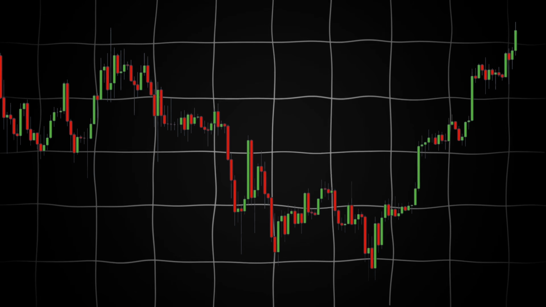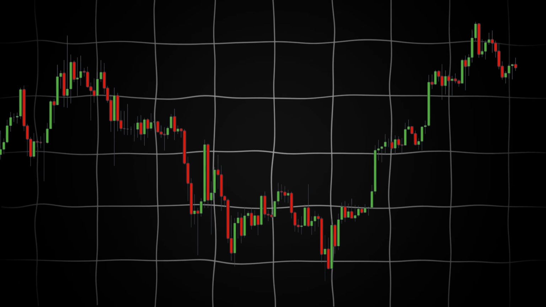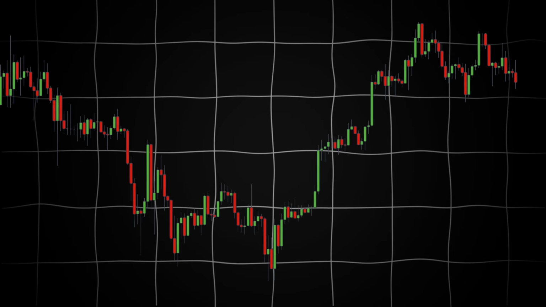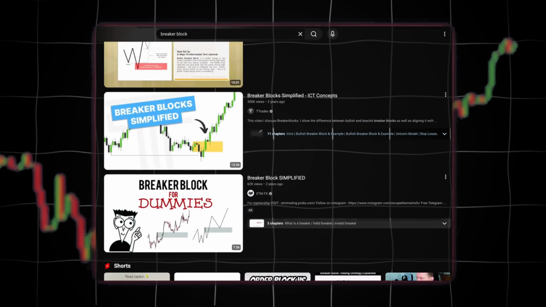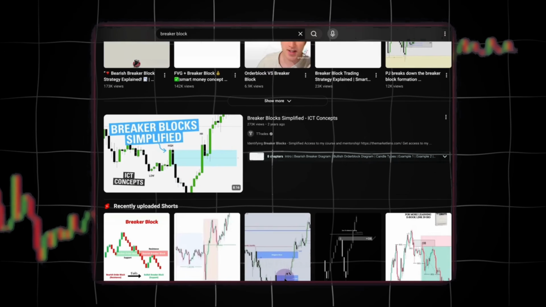...of the key tools of the smart money concept, the breaker block, covering all the nuances. Despite the huge popularity of the concept, there is objectively not enough information on this topic available to the public. Everything is superficial and doesn't even answer the basic questions.